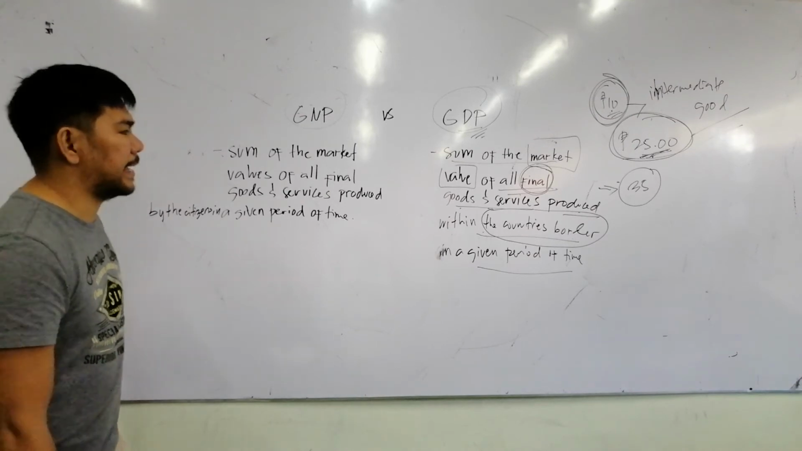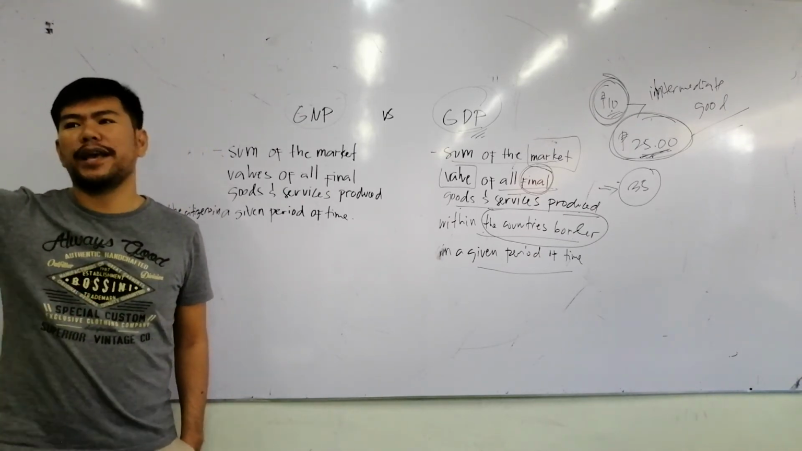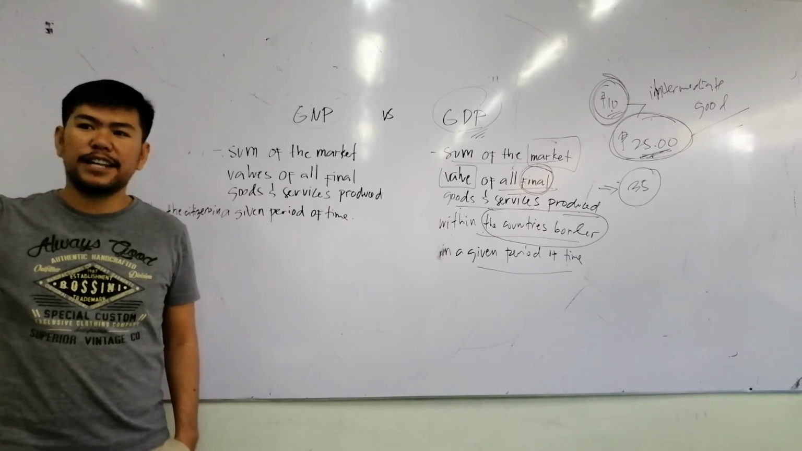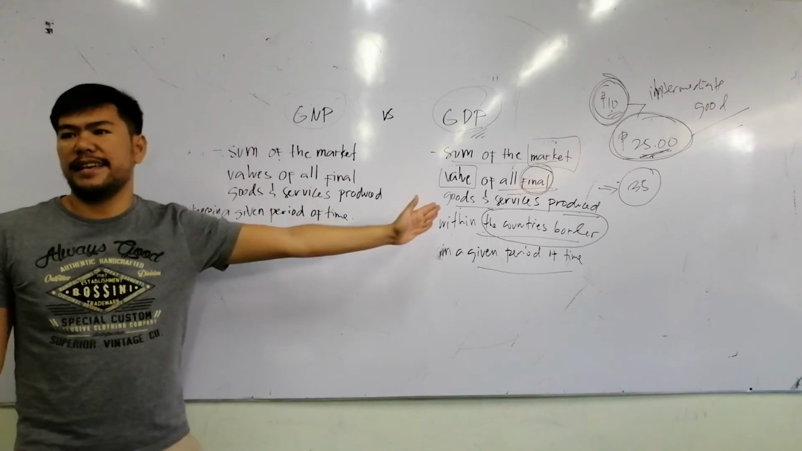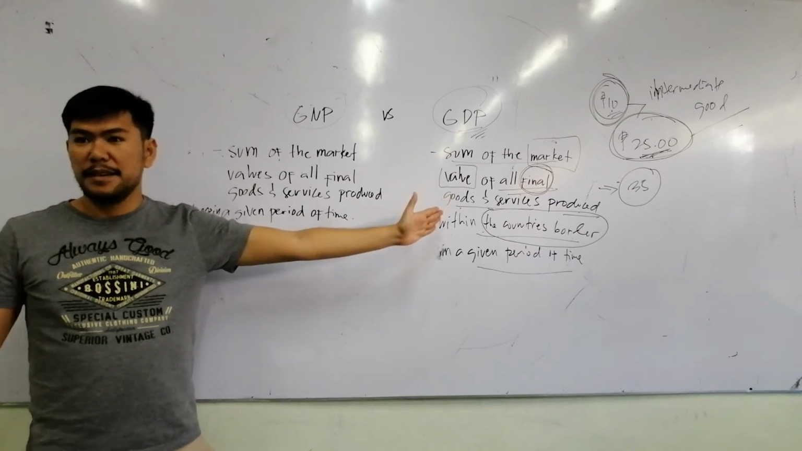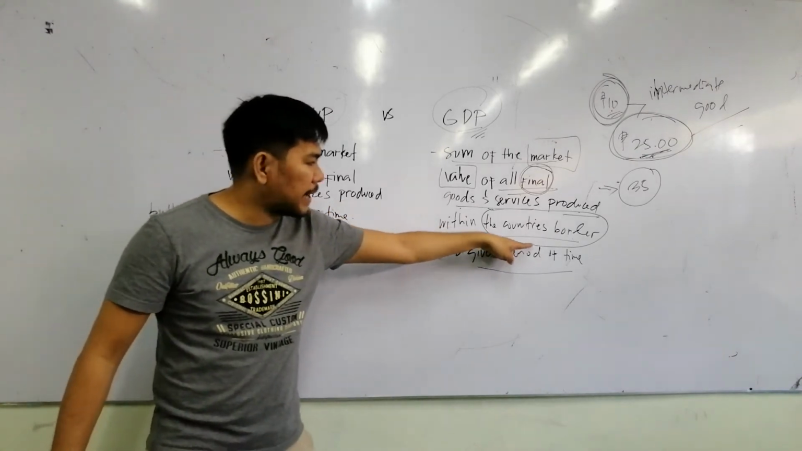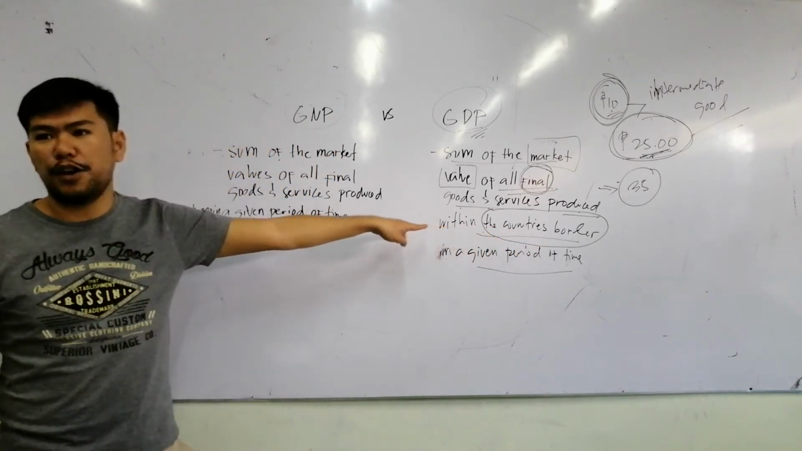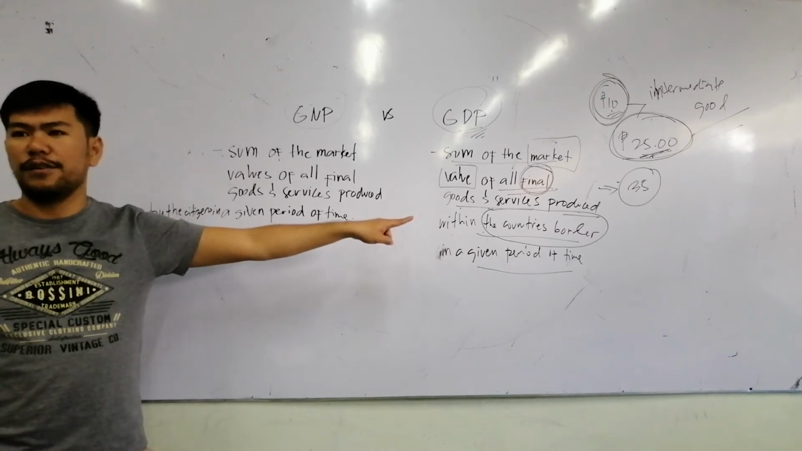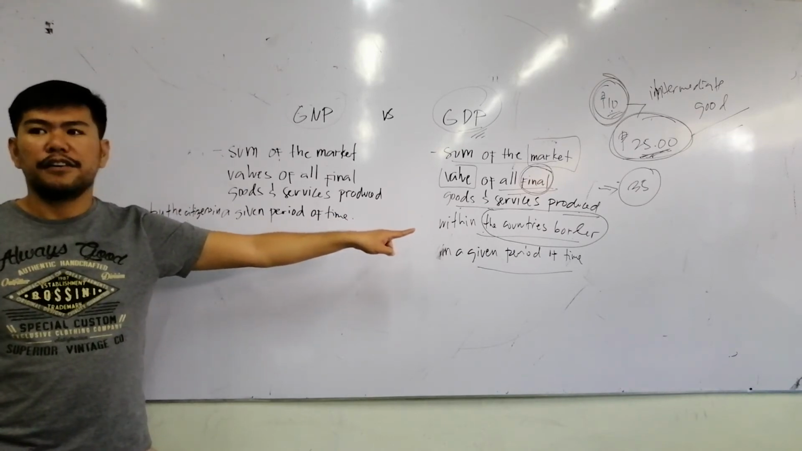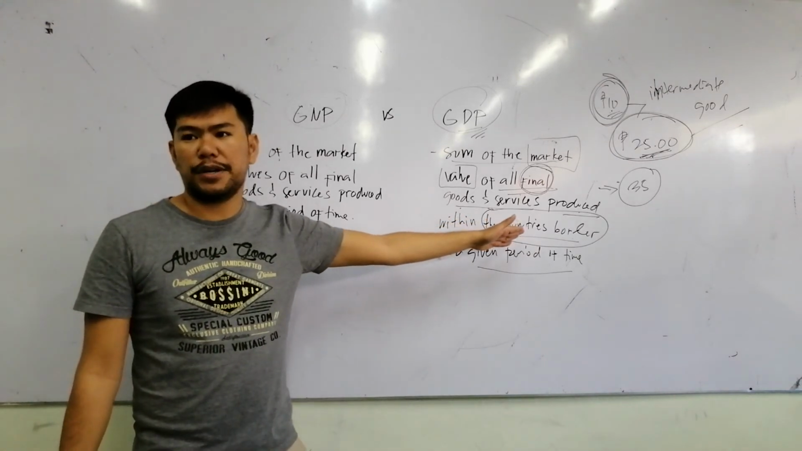However, the income of OFWs doing what they're doing outside the country, their income is calculated in the GNP of the Philippines, but not in the GDP. Get it? Because going back to the definition, it's only within the country's border. So if an OFW is in Japan or in China or in the US or in the UK, their income is not calculated in our GDP because that's outside of our border.